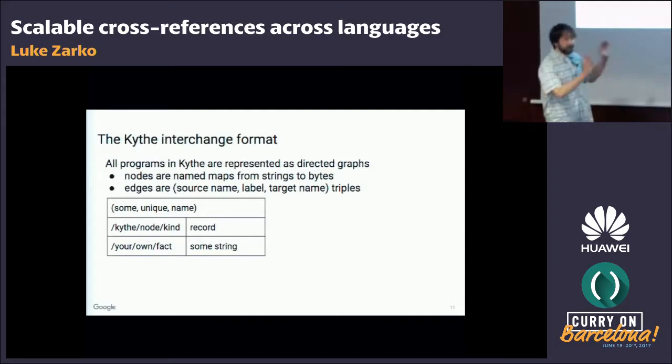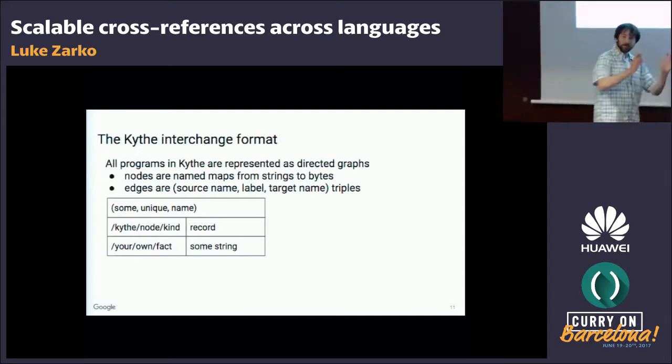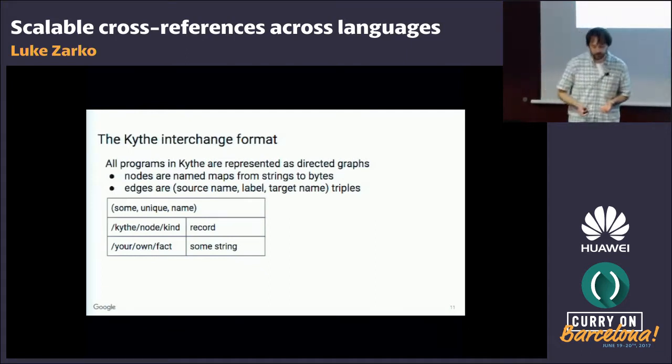So once you have these things, you've taken your build system, you've taken your repository, you've built a whole bunch of these compilation units that describe all of the build actions in your project. What do you do with them to produce cross-references, for example? You produce our interchange format.